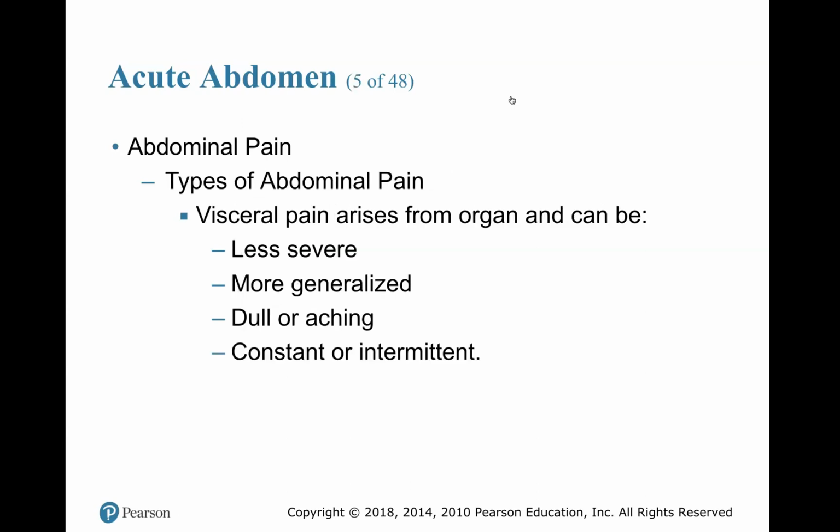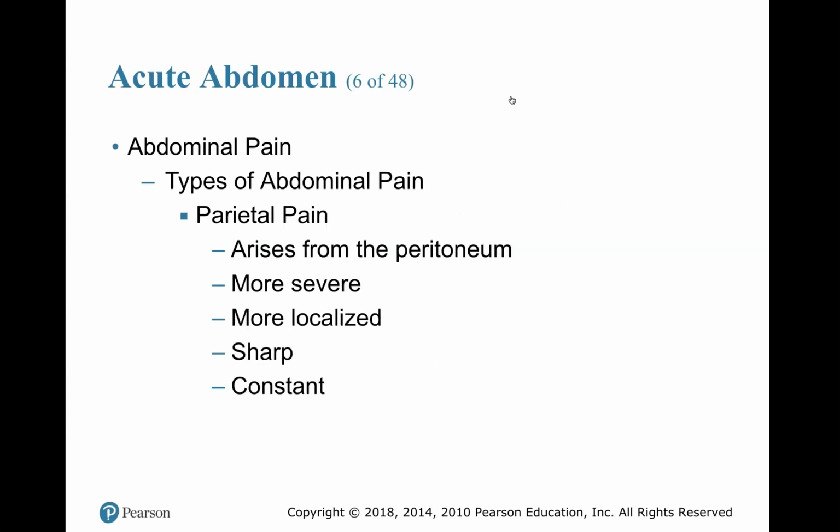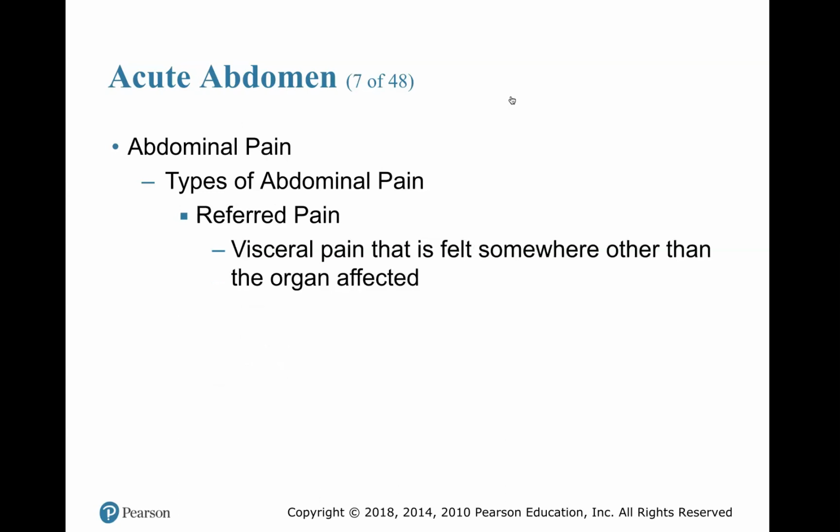Types of abdominal pain. Visceral pain arises from organs and can be less severe, more generalized, dull or aching, and constant or intermittent. Parietal pain arises from peritoneum, more severe, more localized, sharp, and constant. Referred pain is visceral pain that is felt somewhere other than the organ affected.